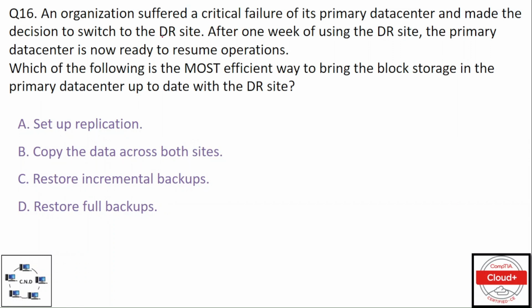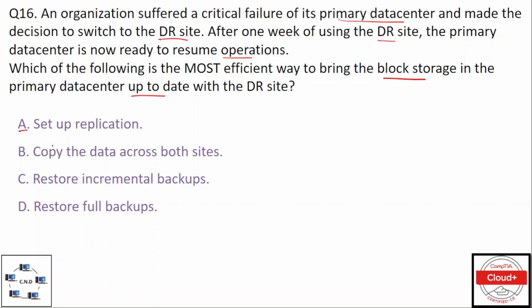Question number 16. An organization suffered a critical failure of its primary data center and made the decision to switch to the DR site. After 1 week of using the DR site, the primary data center is now ready to resume operations. Which of the following is the most efficient way to bring the block storage in the primary data center up to date with the DR site?